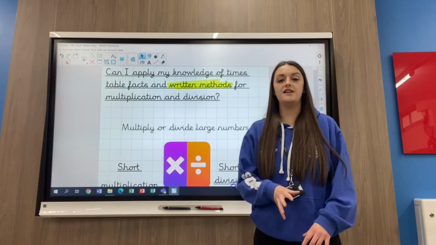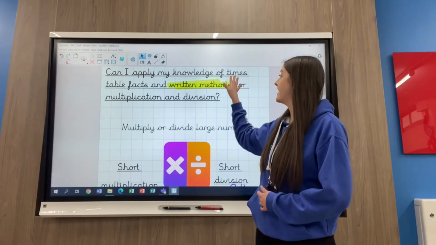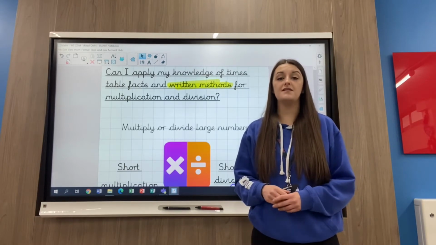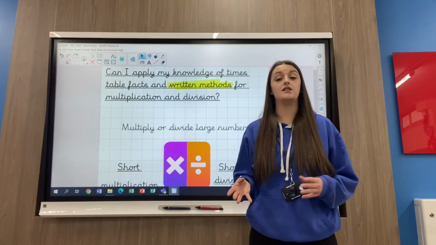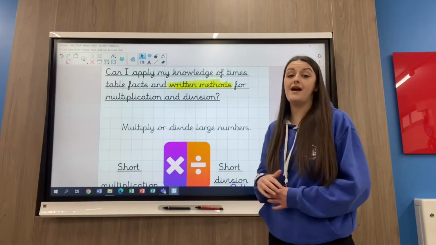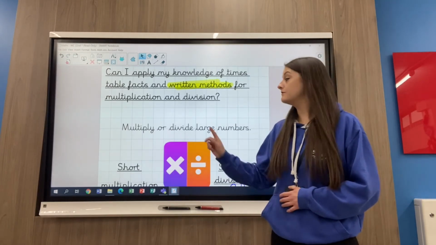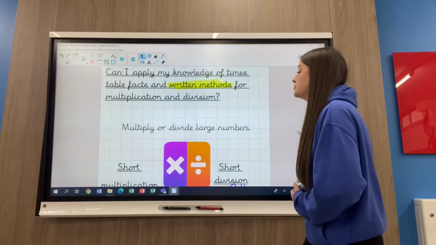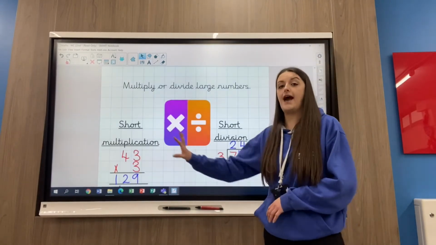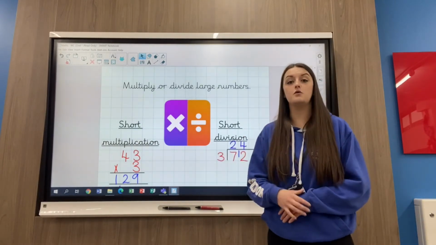Now we've looked at the questions for question number 1, and we've looked at how we can use our related times table facts to help us solve bigger questions, but also today there'll be some multiplication and division questions that you're going to be needing to use your written methods of short multiplication or short division, where you'll be multiplying and dividing large numbers and you can't just work that out in your head. So we're just going to recap how to use short multiplication and short division today.